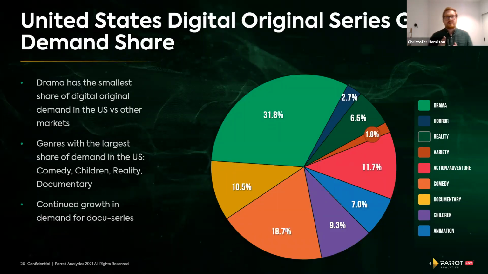All right, so changing gears a bit. Here we're looking at the share of demand for digital originals in the US by genre. So we see this pretty consistently every quarter, but drama has the smallest share of digital original demand in the US compared to other markets. And that's really because we have content from all of these other genres succeeding in the US. So if you look at comedy, children's content, reality, documentary genres, these all have a larger share of demand in the US than any other market we look at.